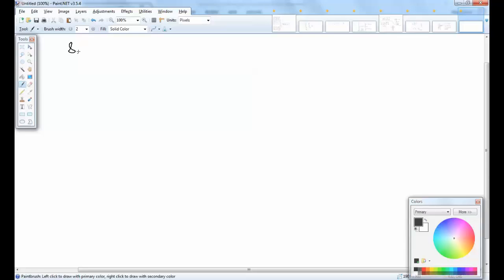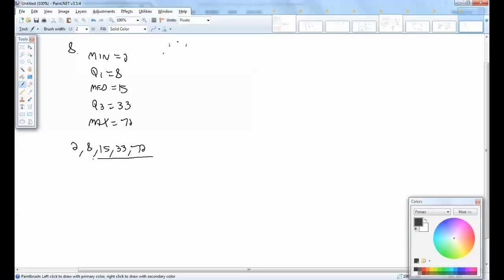So I'm going to write that down. We got min is 2. We got Q1, which is 8. Median is 15. Q3 is 33. And max is 72. Now usually they're not written like that. Usually for a 5-number summary, you just write 2, 8, 15, 33, 72. And that would be your answer for the 5-number summary.